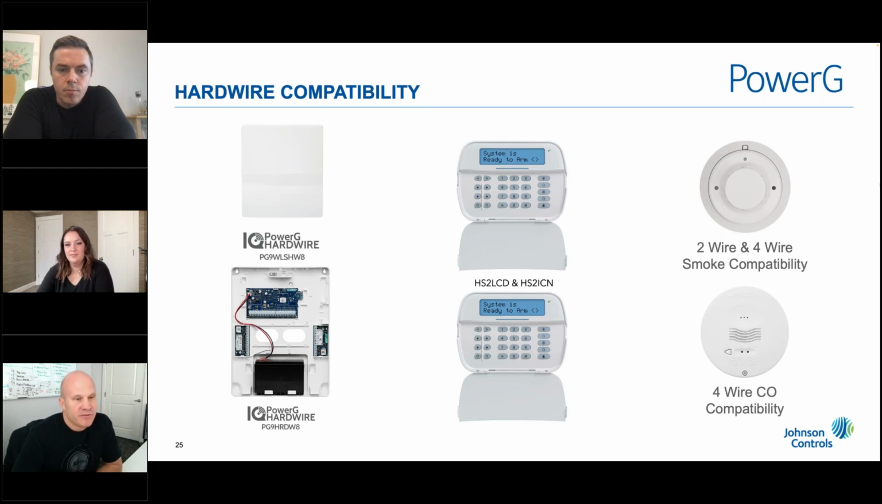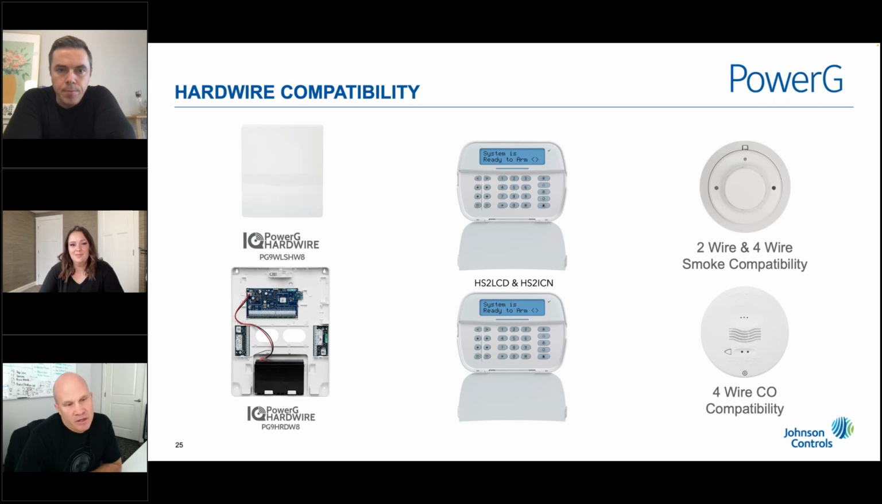And we have two different versions of this PowerG hardwire module now. We have one in a smaller can. This was kind of the original one we introduced. And we have one in a larger can. This larger can actually has a lot more wiring space. It actually has room for 4 zone expanders, not just 2.